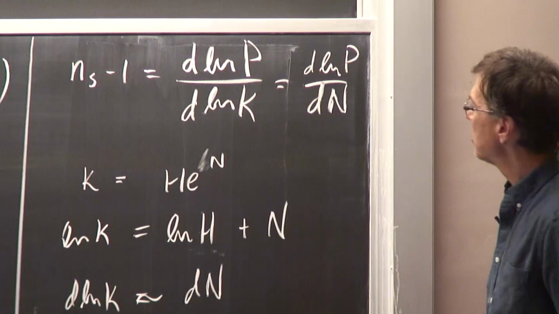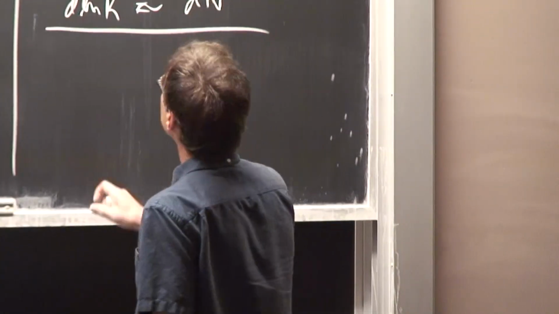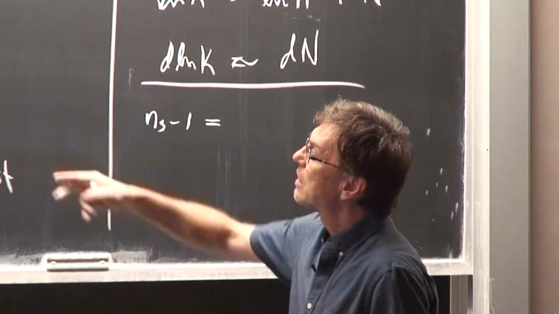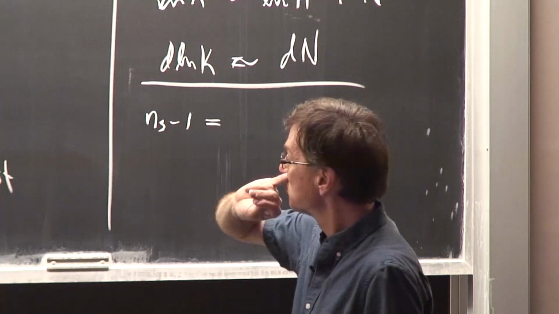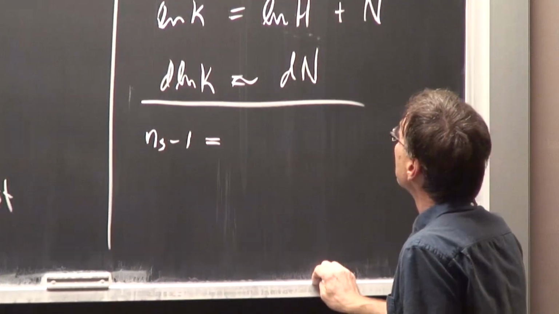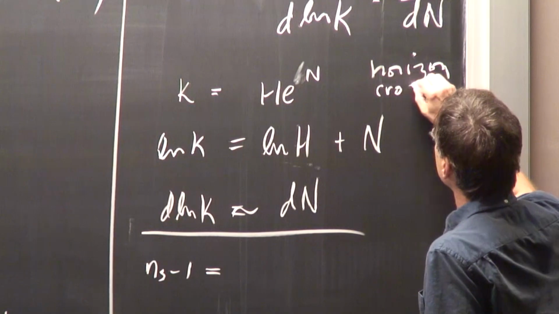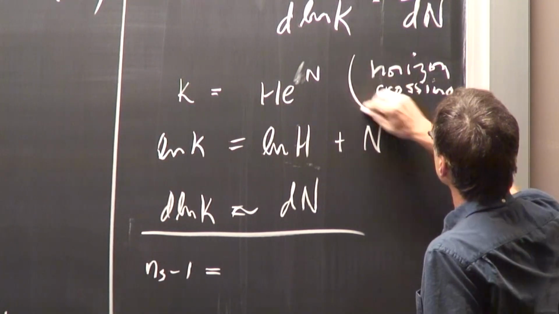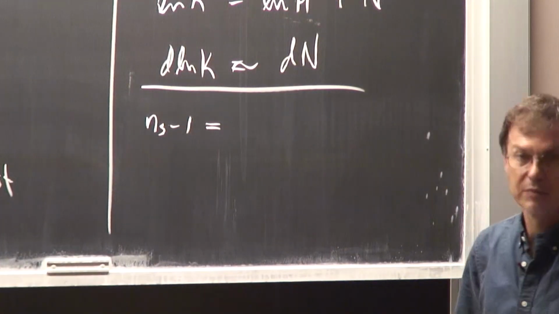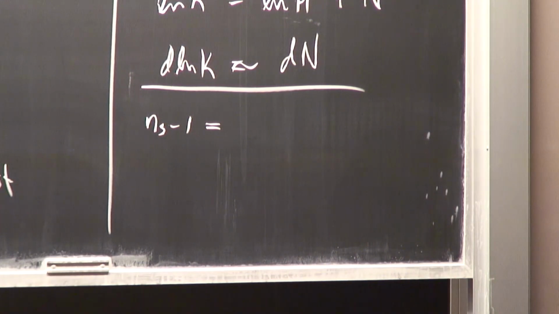Sorry, where is that k you're interested in? Wait, where is that k equals to H times a? So this is the horizon crossing criterion. And by crossing is like the exit. Exit. Yeah. So this is crossing during inflation.